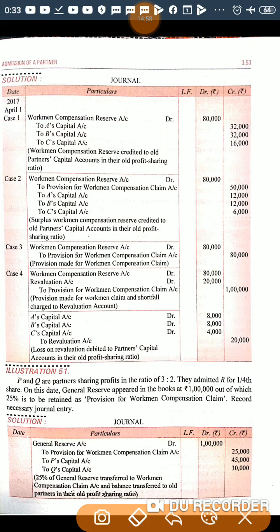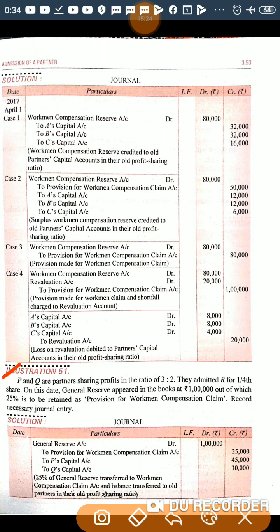Now one more illustration I'm taking. P and Q are partners sharing profits in the ratio of 3:2. They admitted R for 1/4 share. On this date, General Reserve appeared in the books at 1 lakh, out of which 25% is to be retained as provision for workmen compensation claim.